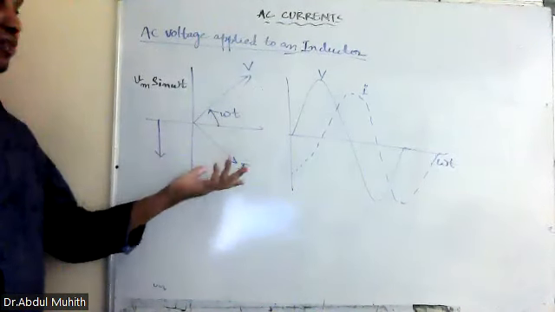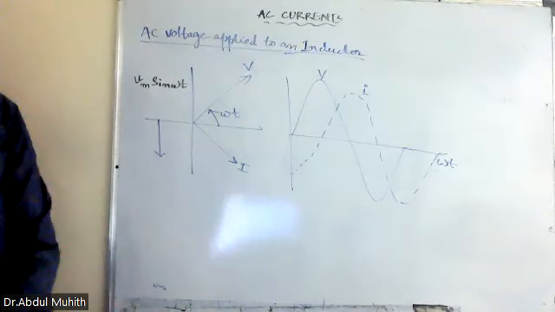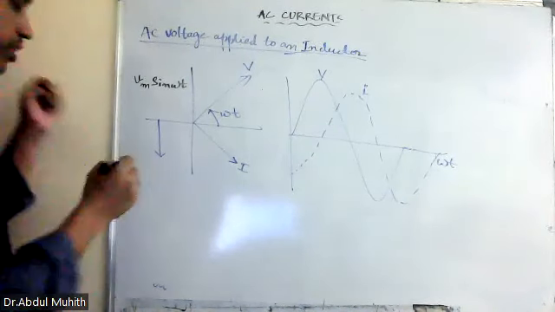AC voltage applied to an inductor. So what happens here? This is the voltage and current. Who is leading and who is lagging? Current lags voltage by pi by 2.